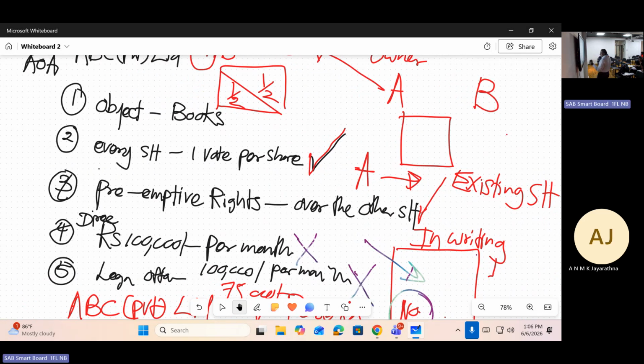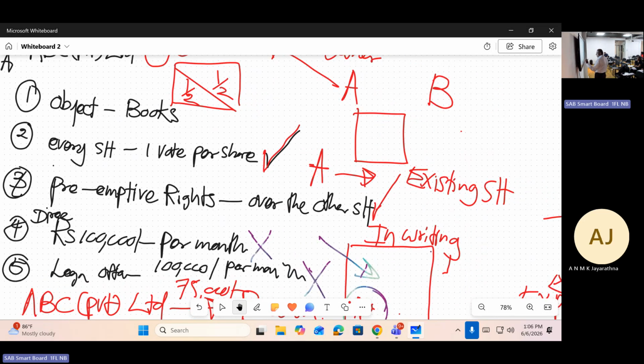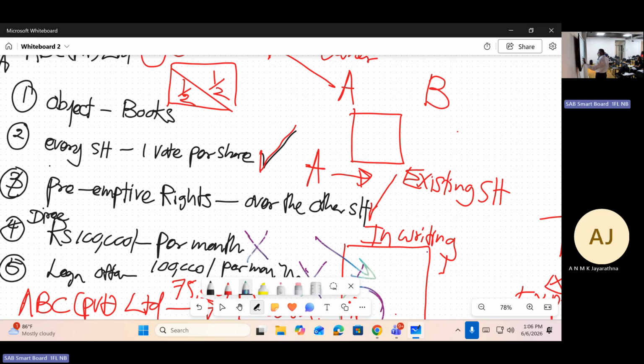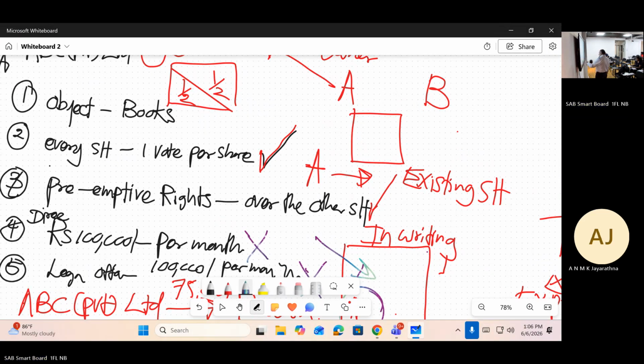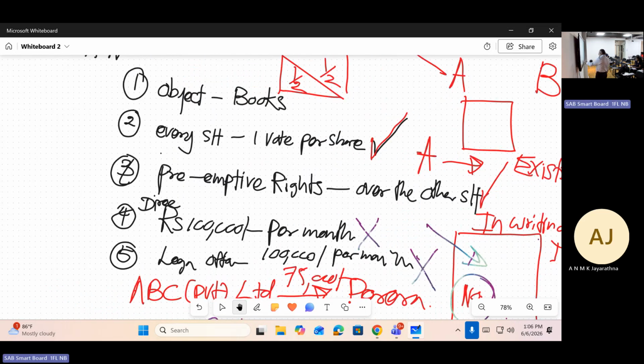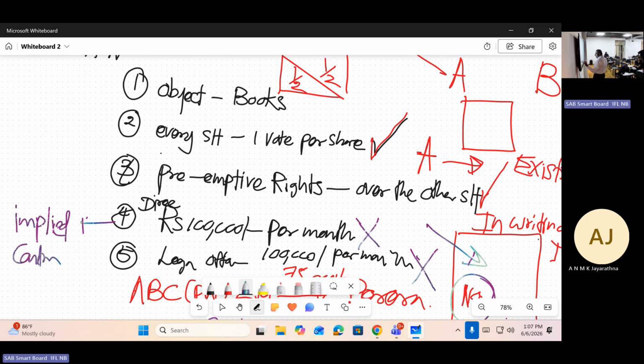Therefore, we can say this can be treated as an implied term of another contract between the company and the director. This one, an implied term. Can be an implied term of a contract made between the company and the director.